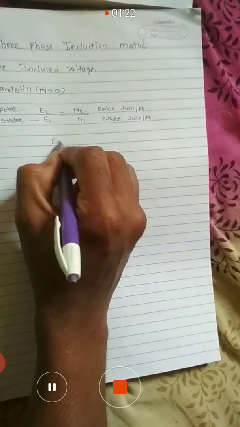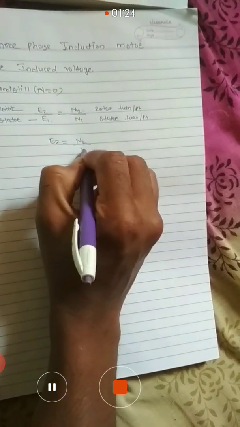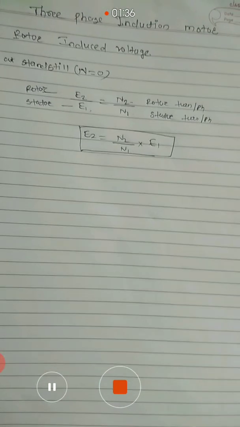Okay, so this equation is similar to the transformer, where the secondary voltage is proportional to the turns ratio of the winding. Hence the rotor induced EMF at standstill is proportional to the turns ratio. Then for the induction motor, E2 is equal to N2 divided by N1 times E1. Due to this ratio, the three-phase induction motor is called a rotating transformer.